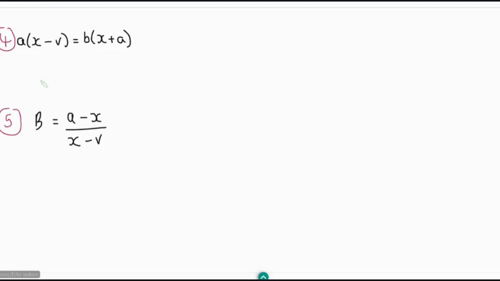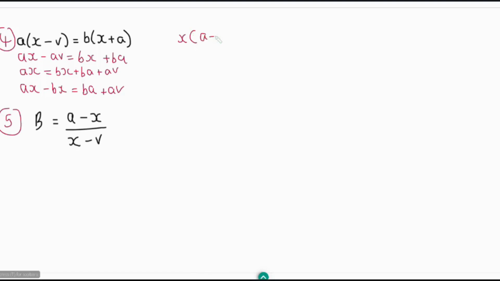Right, 4. Expand your brackets first. Get anything with an x on one side, anything else on the other side. So I'm going to add av to both sides. I'm going to subtract bx from both sides. I'm going to factorise. I'm going to write it as ab instead of ba. And I'm going to divide both sides by a minus b.